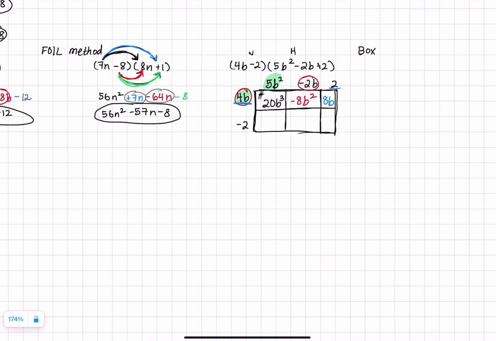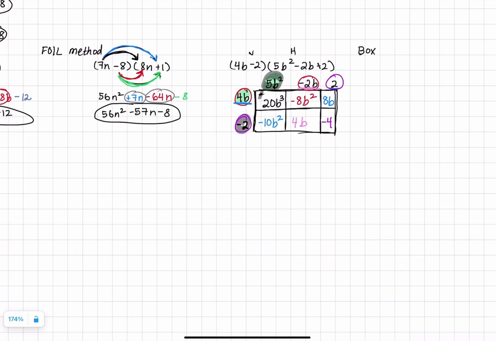Next, we're going to look at negative 2 times 5b squared. That would be negative 10b squared. Okay, so next we're going to be looking at negative 2 times negative 2b. That would be 4b. And then negative 2 times 2 is negative 4. Great, so these are all our numbers.